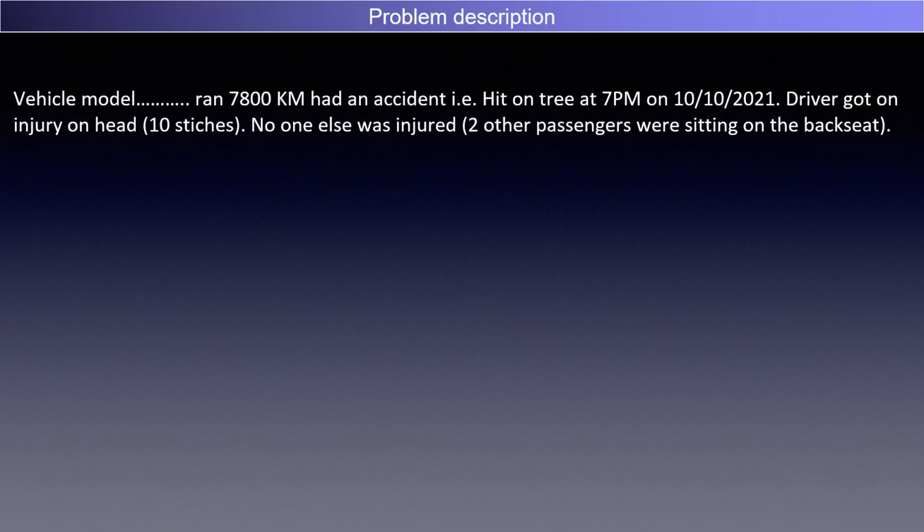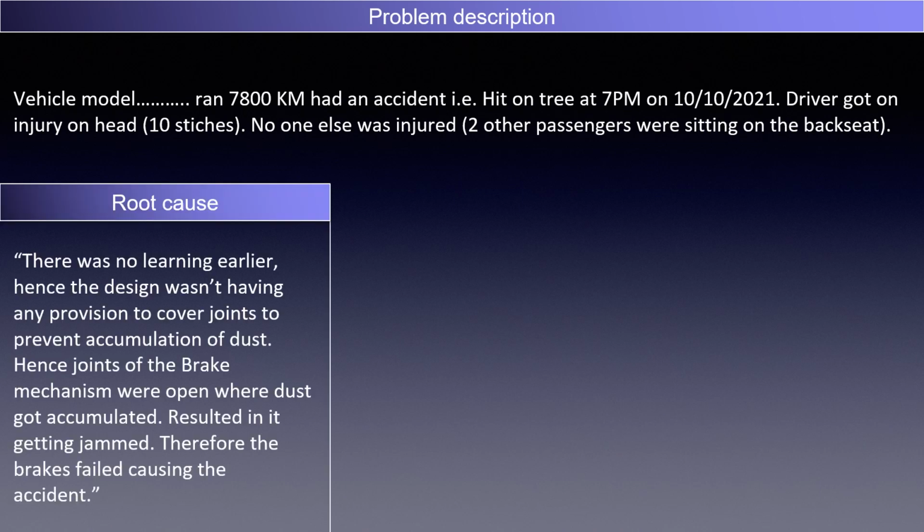Further, let's try to understand PCA by continuing the same example as used in the root cause analysis section, that is, the D4 step. The problem that we analyzed was: vehicle model X ran 7800 km, had an accident, that is, hit a tree at 7 p.m. on 10th October 2021. The driver got an injury on the head, got 10 stitches. No one else was injured, although two other passengers were sitting on the back seat.